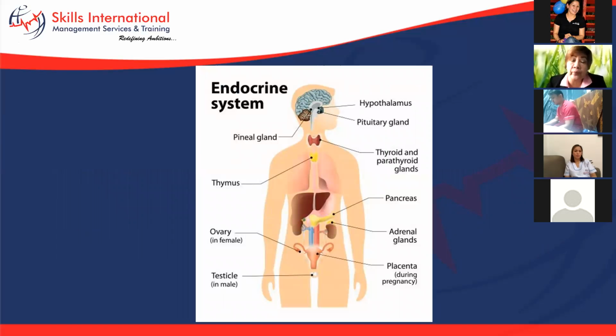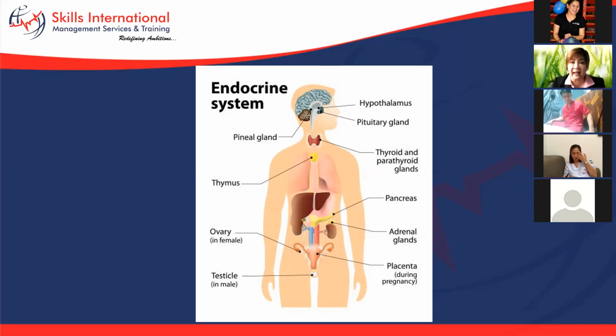Ito ang endocrine system natin. So sabi nga natin, it's separated kasi hindi sila magkakasama. Kagaya ng urinary system, isang urinary system, magkakasama sila. So yung sa heart, andun din sila sa heart. But ang endocrine system, they are separated from each other.